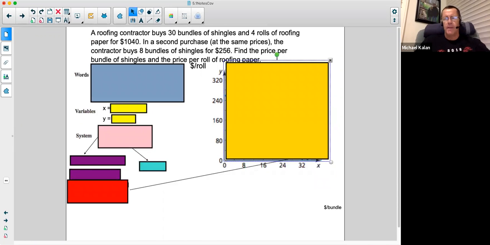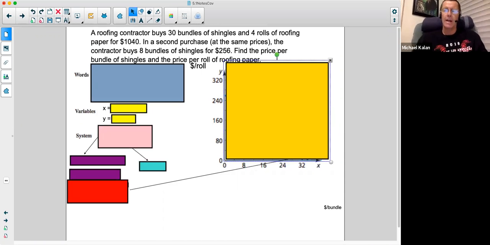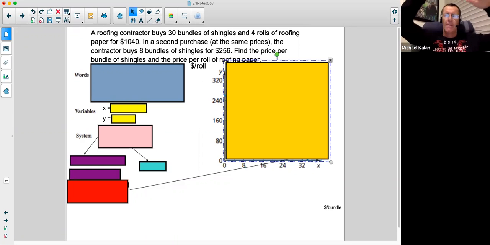All right. And solving systems is great for word problems and real life situations that are more complex than what we were doing in our last sections. Okay. So a roofing contractor buys 30 bundles of shingles. You know what shingles are, right? They're the things that are on roofs. Usually they're wood, or sometimes we actually have shingles on our roof. They're clay though. Okay, and 4 rolls of roofing paper.